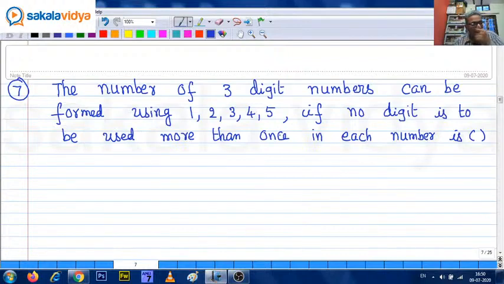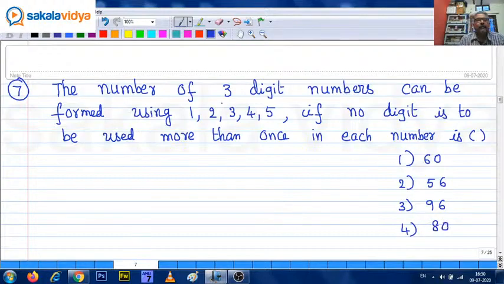That means without repetition condition. So this is the first, starting basic exercise we are doing now. After that level 2 problems we will do. First you need to understand the concept. So now the first option is 60. Second option is 56. Third option is 96. Fourth option is 80.